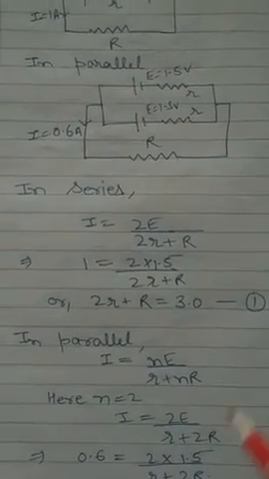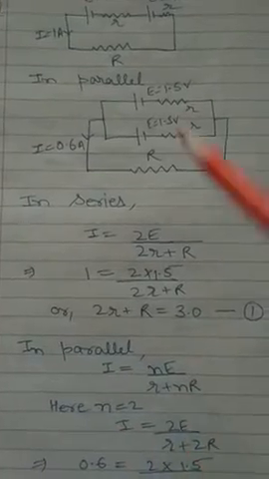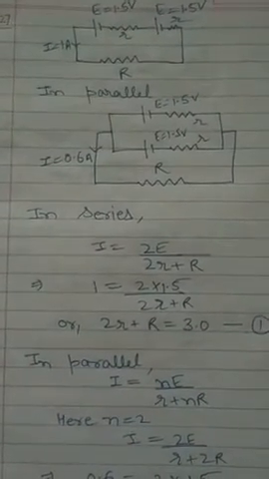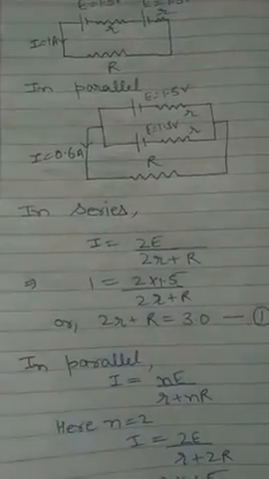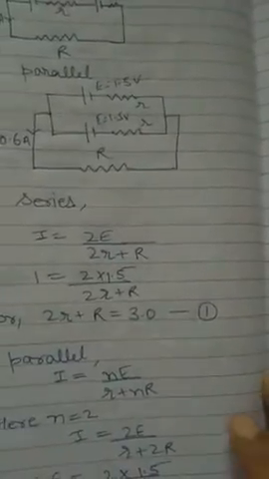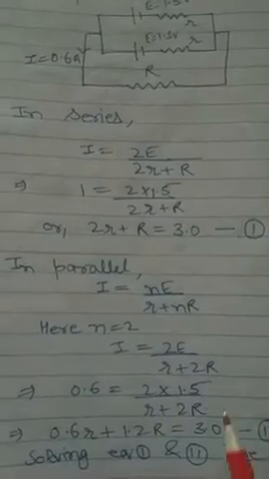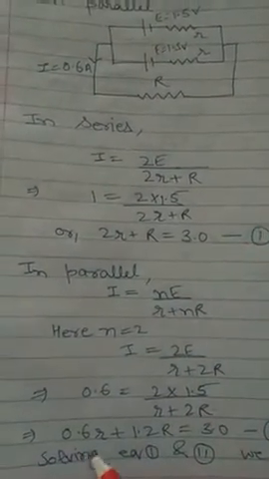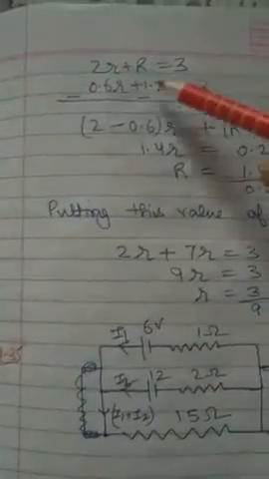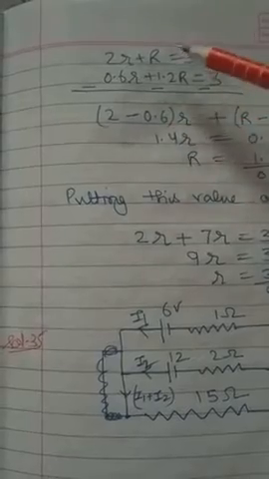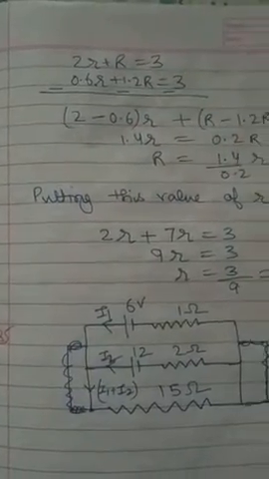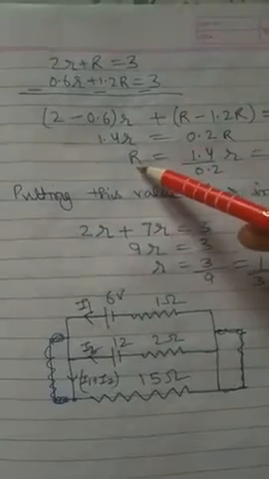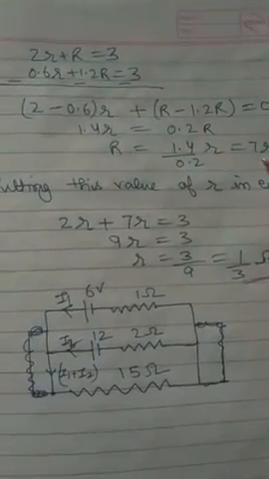Also know that we are applying this formula because the EMF and the internal resistance are the same. That is why the general formula works here. If they were different, we couldn't apply this formula. So now the two equations that we are getting are 2r plus R equal to 3 and 0.6R plus 1.2r equal to 3. Now we will solve these two equations. 2r minus 0.6R, and this will be R minus 1.2r, and 3 minus 3 will be 0. So we will get capital R equal to 7r.